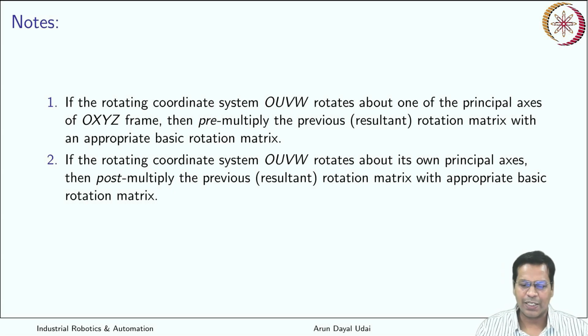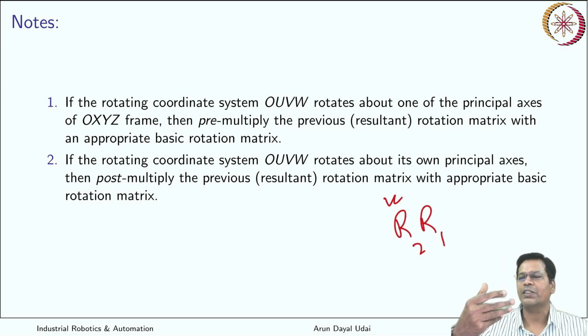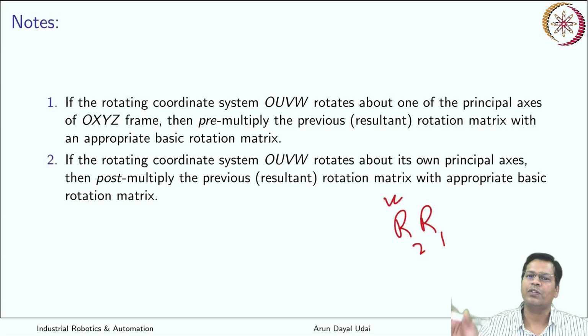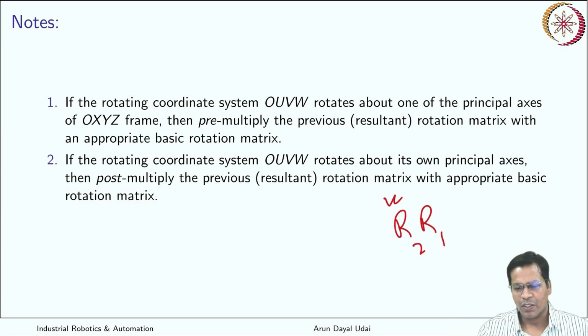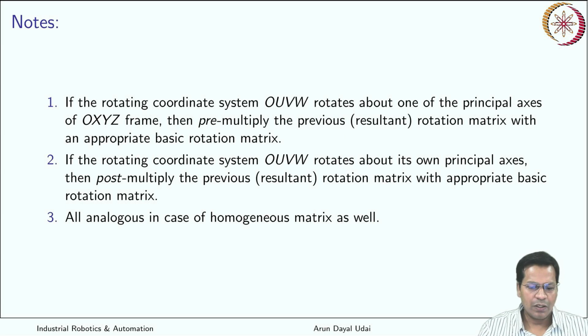Now what do I mean? In this case, instead of having R1, R2 over here, if the second transformation is about the object's coordinate system only, that means in the new location, once it has reached, the object has again rotated, but not with respect to the principal axis, but with respect to its own axis. This time, R1 and then you have to do R2. So the transformation matrices will go in this order.